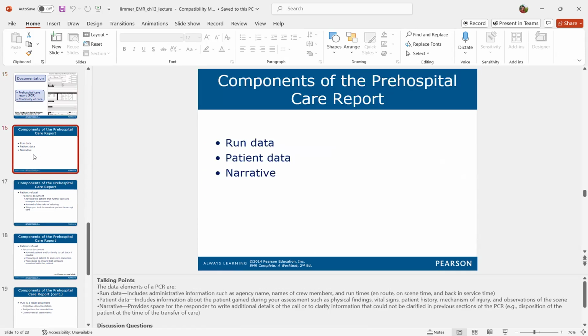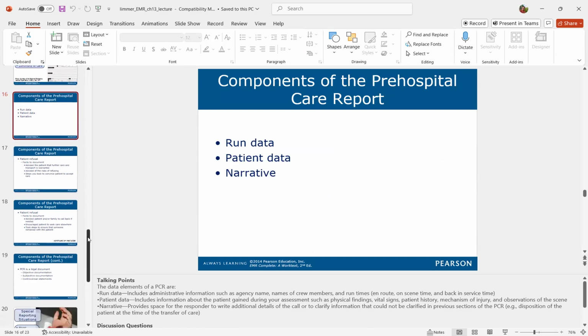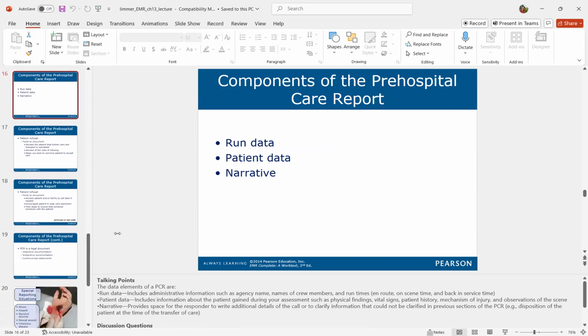So some components that are involved with the pre-hospital care report or patient care report. You have run data. This includes administrative information like the agency name, names of the crew members, the run times when we go en route, when we're on scene, back in service. The patient data includes information about the patient gained during the assessment, like our physical findings, our vital signs, patient history, mechanism of injury, observations at the scene.